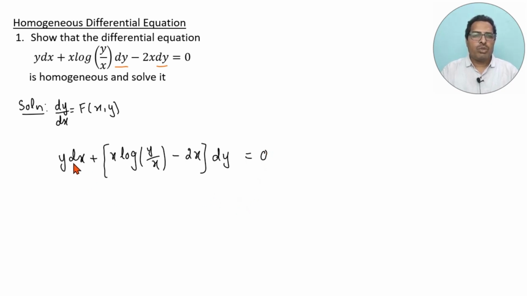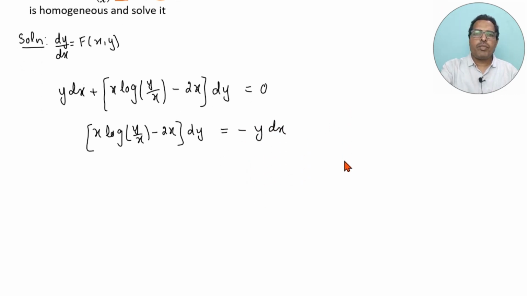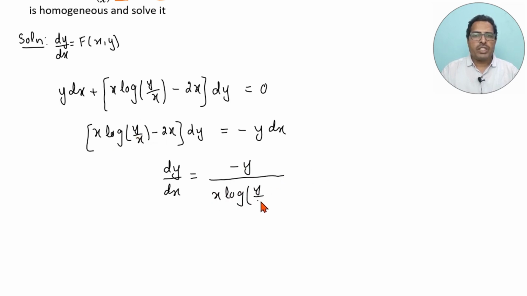Further, let us send this y dx to the other side, retaining the value x log of y by x minus 2x times dy on the left hand side, and the value on the right hand side becomes negative, minus y dx. Or dy as it is, cross multiply the dx to the other side, it becomes divided by dx is equal to minus y, and cross multiplying the other value, it becomes divided by x log of y by x minus 2 times x.